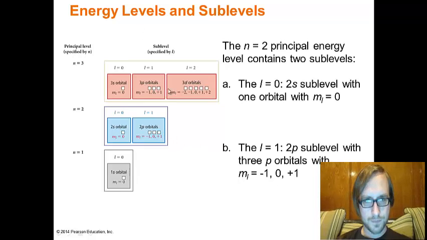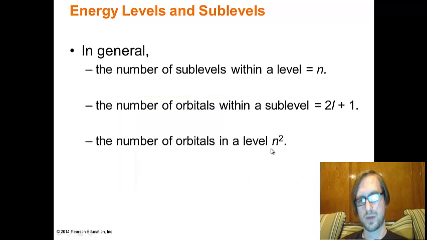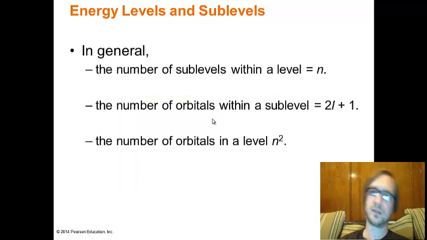So here, 2L plus 1: 2 times 0 plus 1 is 1. 2 times 1 plus 1 is 3. 2 times 2 plus 1 is 5. That works out. The number of orbitals in a level is n squared. So 3 squared is 9. There's 1, 2, 3, 4, 5, 6, 7, 8, 9. True.